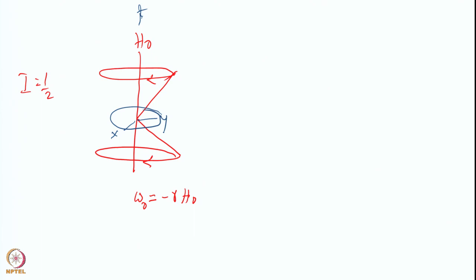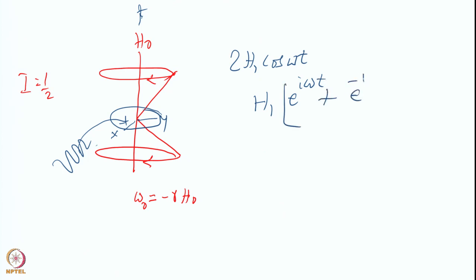The RF has to be applied in the transverse plane. So, I have applied here RF, the radio frequency, in the electromagnetic spectrum, right. So, you have applied this, so I have here 2 H1 cosine omega t, okay. So, I can break this up into two components, H1 times e to the I omega t plus e to the minus I omega t, divided by 2, this is the expansion of the cosine function.